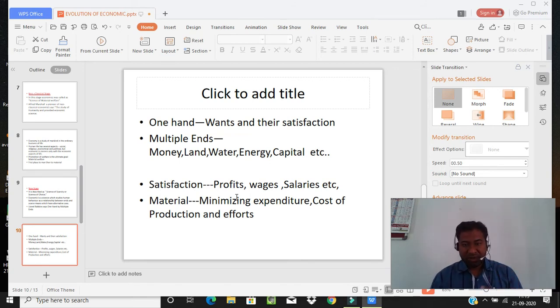That means they will bring the expenditure to the minimum level, along with the cost of production and efforts, and they will generate more profits. But on the other hand, if the employees working in the company get satisfaction from the salaries, packages, or wages and the company's profit, then the satisfaction level is going to be reached. And what are the things to fulfill this?